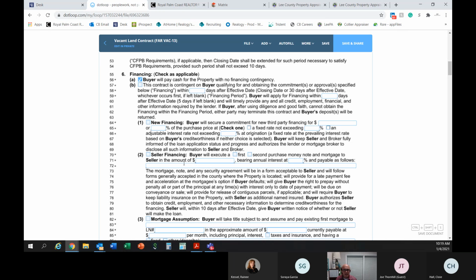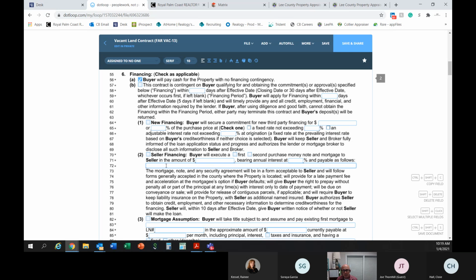Okay. The next financing vehicle would be seller financing. Buyer will execute a first or second purchase money note and mortgage to the seller in the amount of blank, bearing an annual interest rate of blank and payable as follows. So right here, you would disclose the terms. If this one line item is not enough to disclose the terms, you can say, please see addendum such and such.